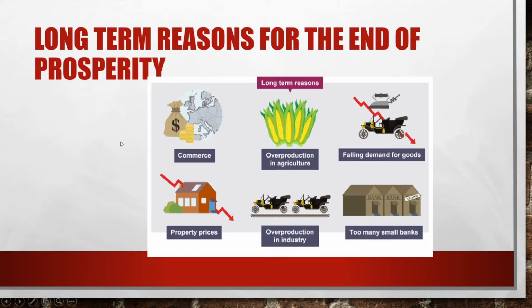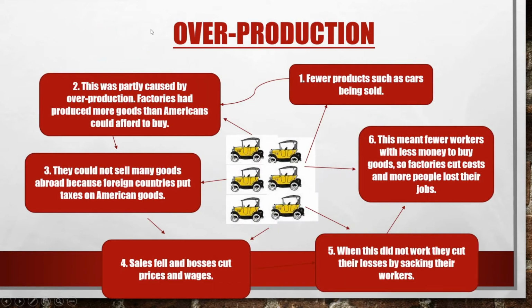So, you can split the reasons for the end of prosperity into long-term reasons and short-term reasons. Some of the long-term reasons, as this diagram shows, are overproduction in agriculture, which, as we looked at last video, had been happening for quite a while, a fall in the demand for goods, property prices, overproduction, and too many small banks as well. So, first of all, we're going to look at overproduction.